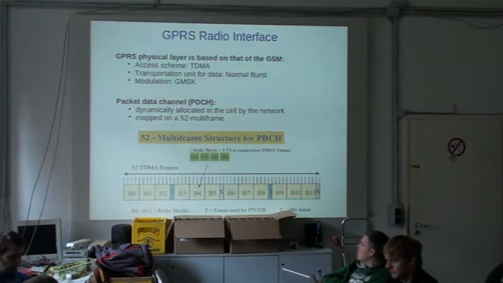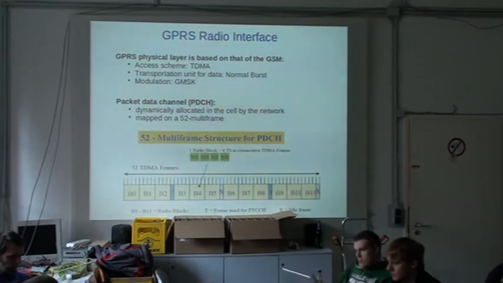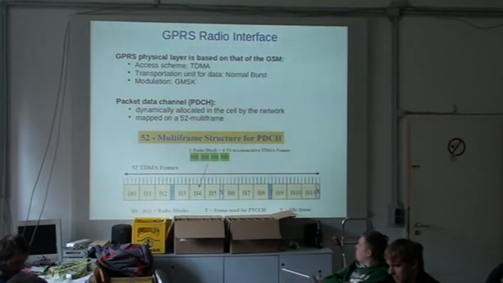And when we should implement packet data channel, it is a physical channel which is used for packet logical channels. It has some differences from traditional GSM. It's dynamically allocated in the cell by the network, and it is mapped on 52 multi-frame. You can see 52 multi-frame structure for PDCH. It consists of 12 radio blocks. Each radio block consists of 4 normal bursts, and there are also 4 access bursts which are used for PTCCH channel and 2 idle frames.